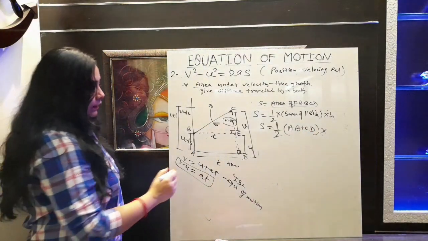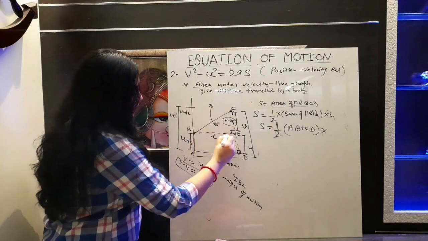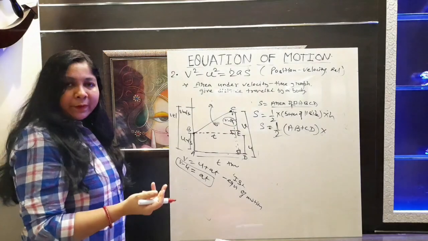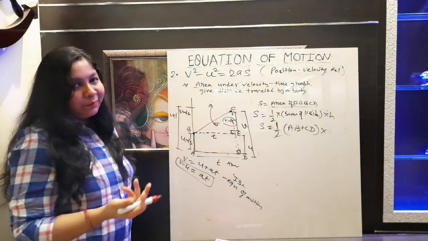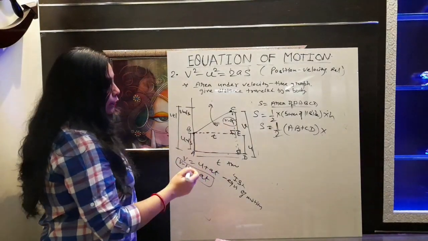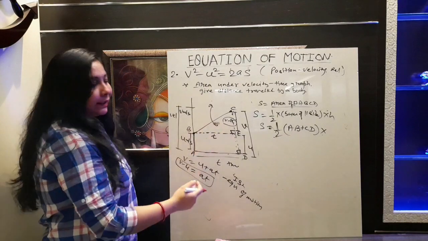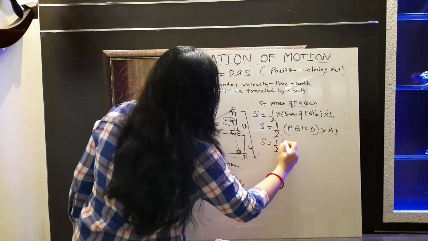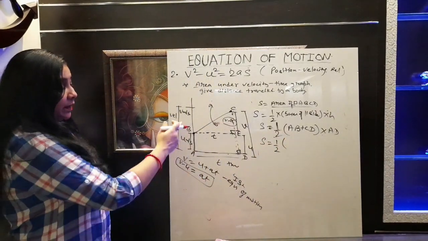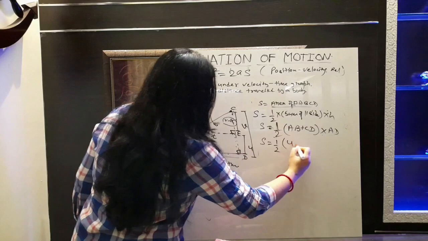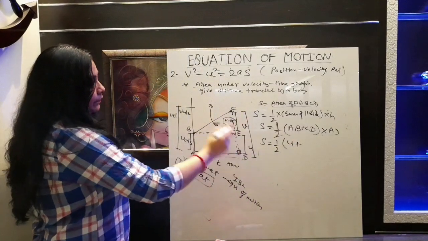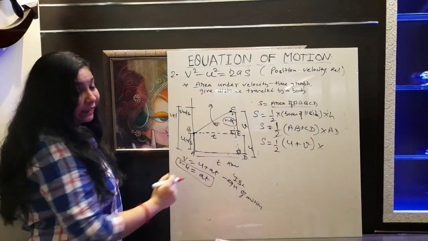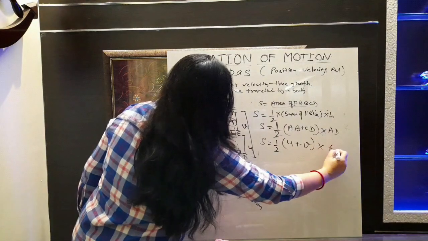What about H? See, these two are parallel sides, so you can take this as perpendicular or this as perpendicular also. Both are perpendicular and the value of both is the same, that is t. So whatever you want to take, either BE or AD, I am taking AD here. Now just put the values. What is the value of AB? That is u. What is the value of CD? That is v. And what is the value of AD? That is t.